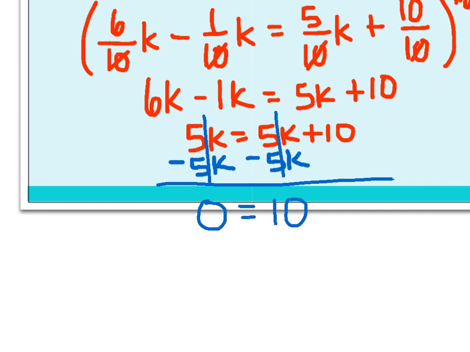So the last thing you have to ask yourself is, you know something specific happens here, and you ask yourself, does 0 equal 10? And you know that the answer is no, 0 will never equal 10. So for this equation, the answer is no solution.